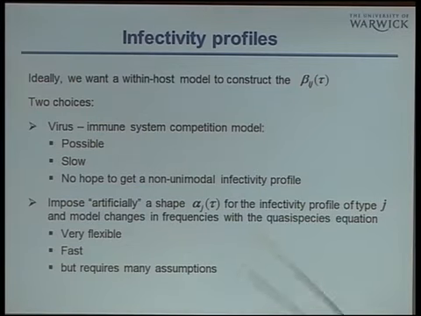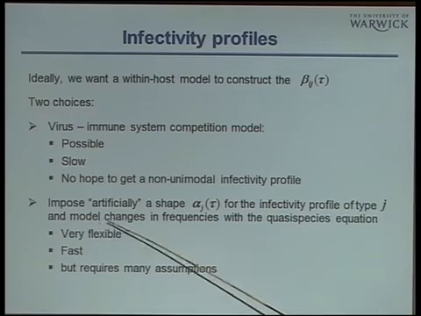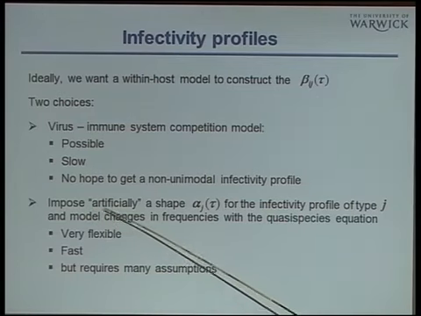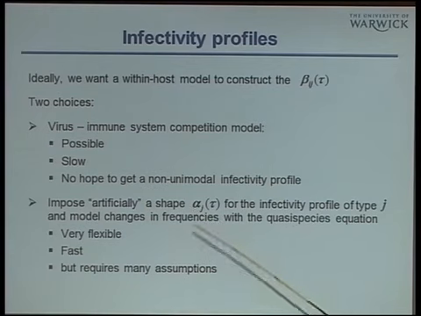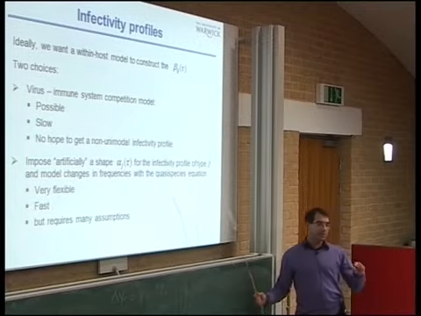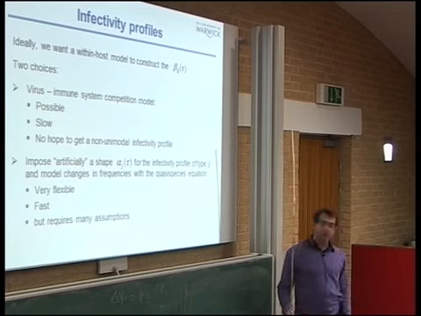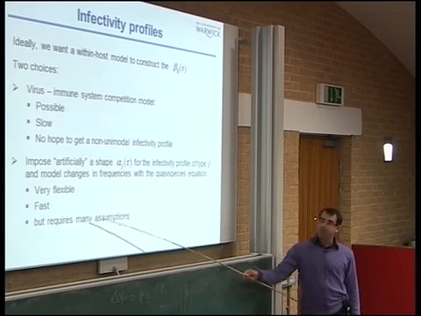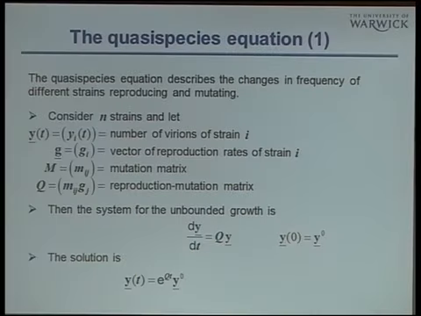Okay, so the idea I exploited is to impose artificially the shape of the infectivity profile, decided from data, and instead change the frequencies of different types within the host. So the total number of strains of each type will be the total infectivity multiplied by the frequency of each strain at any point in time. This method is flexible and fast, but it requires some assumptions. I would like to go through the assumptions, but they are a bit technical, so maybe I'll do it at the end if there is a bit of time, okay?